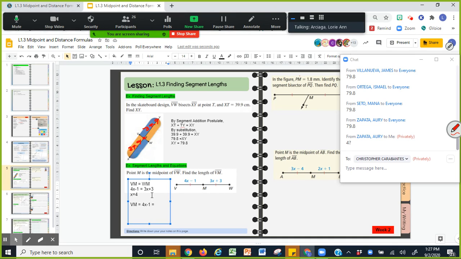And Ori, that was right. It was 4. Now James said we're going to substitute. So change x to 4, and then take away 1. So what will be your final answer? 15. All right. So VM is 15.